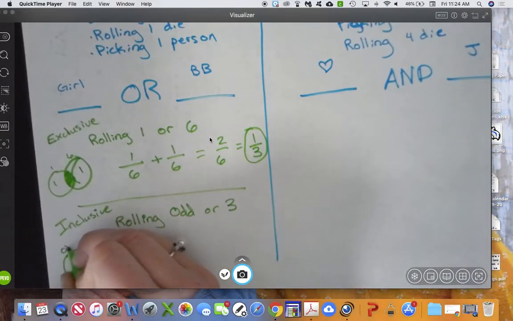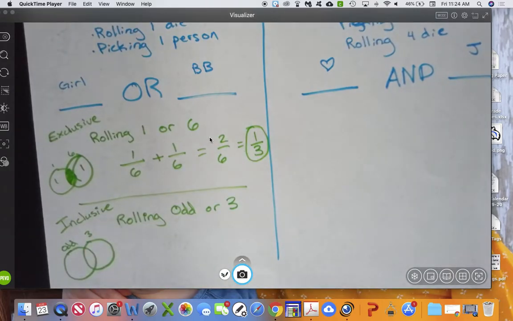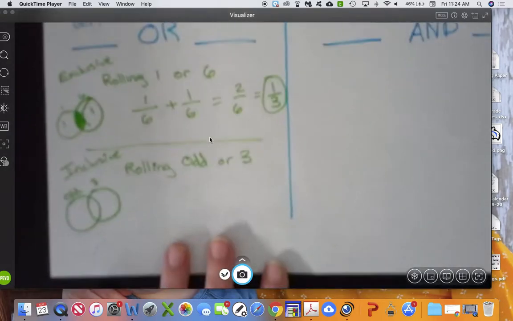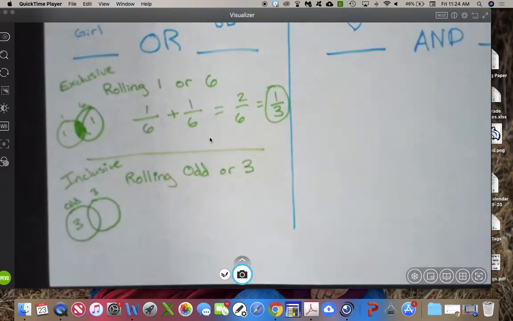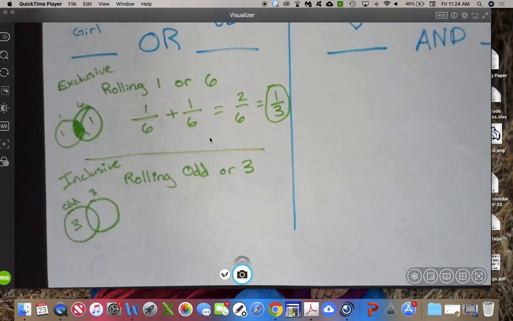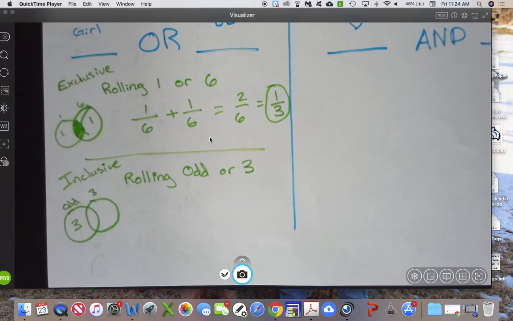These are going to be odds. These are going to be 3s. How many times can I roll an odd on a dice? 3 times, because there's 3 numbers that are odd: 1, 3, 5. Not 7, because 7 is not on the dice, right? So there are 3 numbers that are odd.